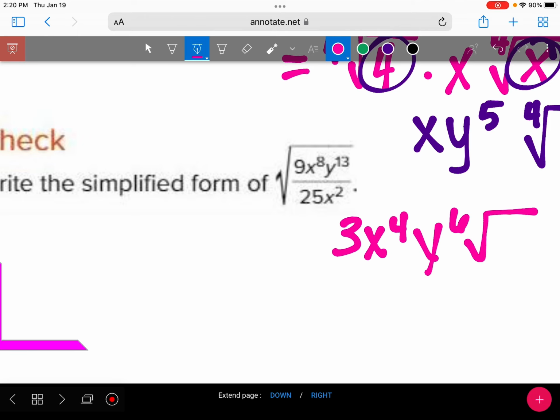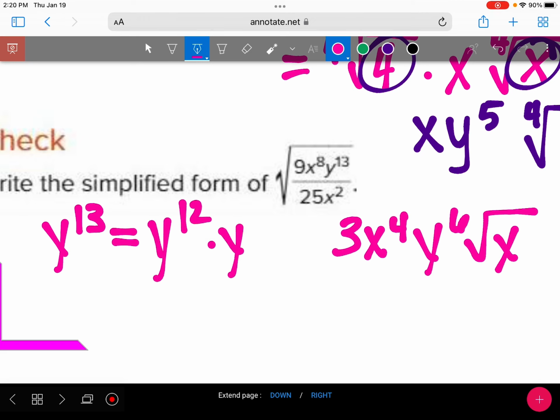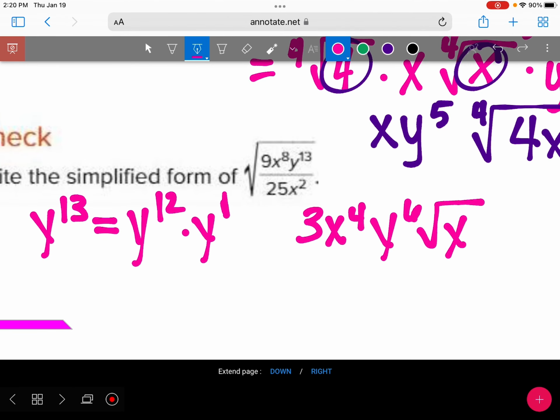times square root of y. So with our y to the 13th, we want to find the next largest number that would add up to 13 and be divisible by 2. That's y to the 12th times y. There's a little 1 right here, right? So 12 plus 1 is 13, and 12 is divisible by 2. Is that making some sense to everyone? Good. And then we got the square root of y, which looks like an x right now. Sorry. I literally hate that.